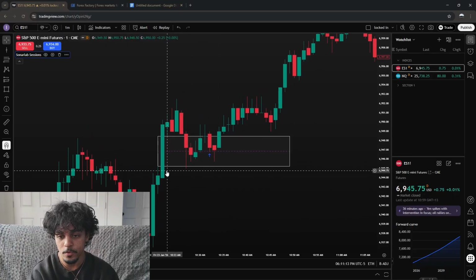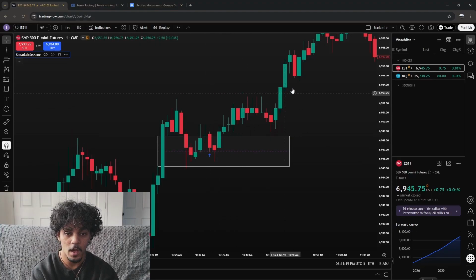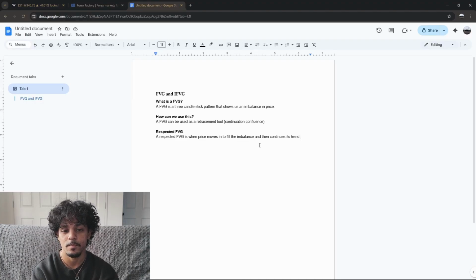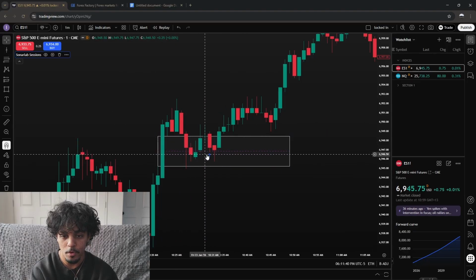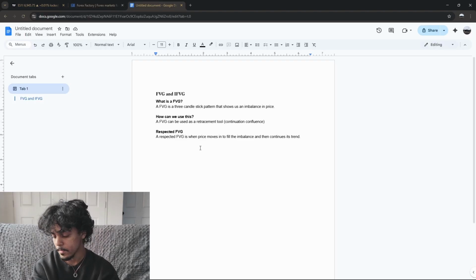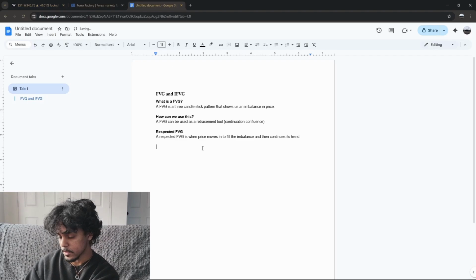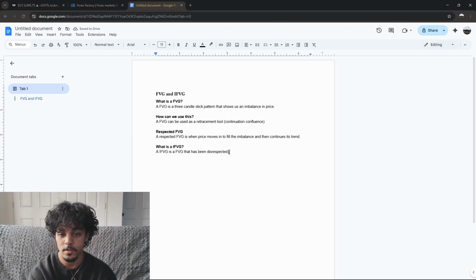We can look for an example right here. If a fair value gap is created, price moves in, fills it, and then continues to move out and continue its trend. So this helps us. So this is used to confirm that price is going to continue because the fair value gap got respected. Now we can talk about inverse fair value gaps. An inverse fair value gap is a fair value gap that has been disrespected.